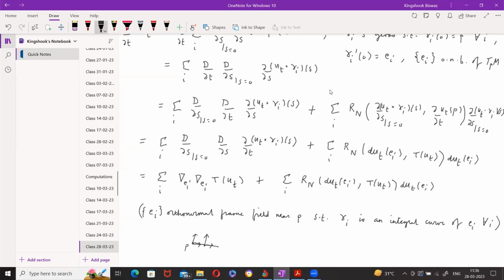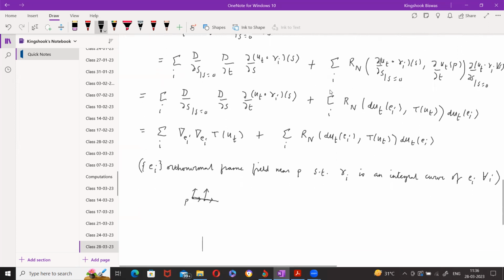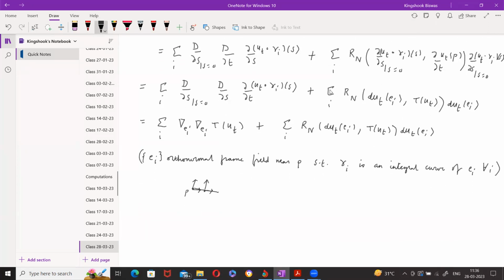And so EI, when parallel transported along gamma I, just gives you gamma I prime. In other words, gamma I is an integral curve of EI. So that's why this second derivative here, del del s, we're differentiating along the curve gamma I of s. That's why this becomes a second covariant derivative, nabla EI of tau. Is this clear?